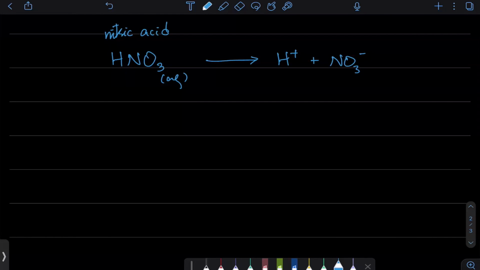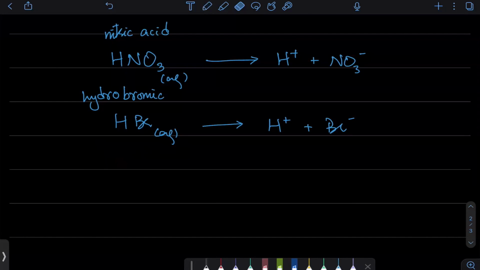Let's try one more time. Let's say I have HBr. Quick, tell me, what will it split into? H positive, Br negative. Very good. H positive, Br negative. By the way, does anybody know what this thing is called? So it's called hydro because of hydrogen, and bromic because of bromine. So it is hydrobromic acid.